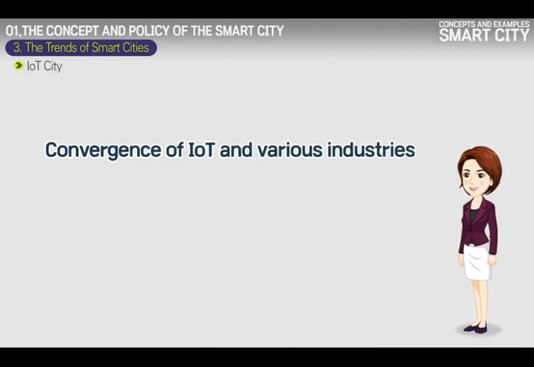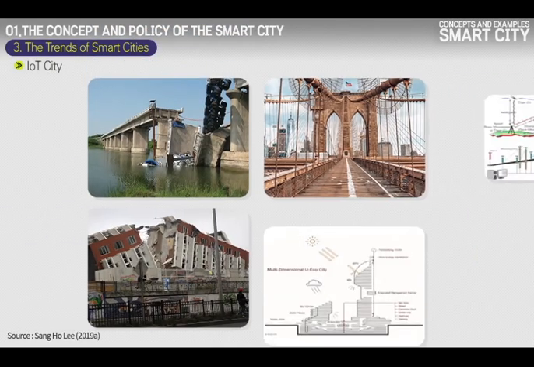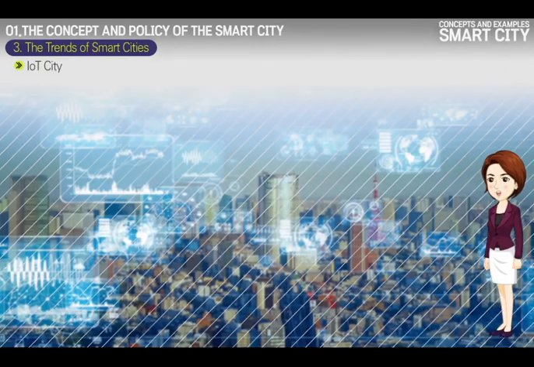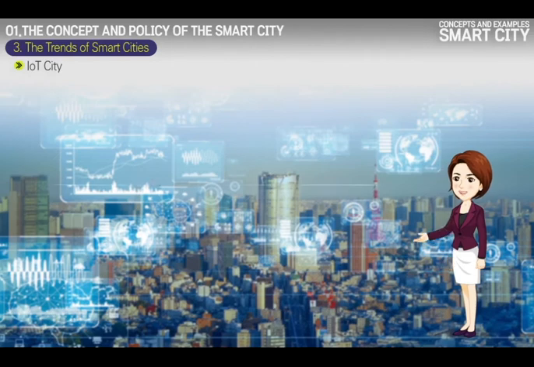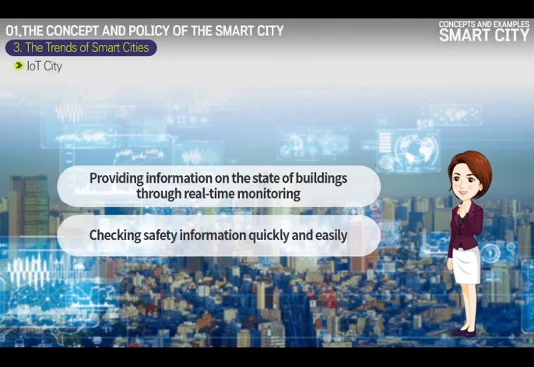Through the convergence of IoT and various industries, the service market is expanding based on the public safety of facilities. One example is a building safety telemanagement service that manages the life cycle of infrastructure through social infrastructure, such as buildings and bridges. If IoT sensors are attached to buildings, real-time monitoring can provide information on the states of buildings and bridges, and you can quickly and easily check if the buildings or bridges are safe or not.